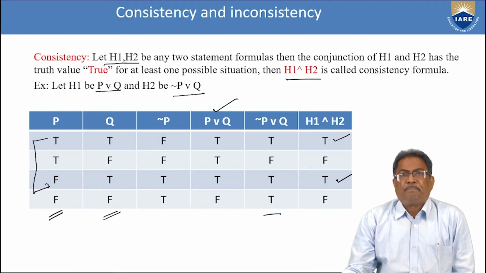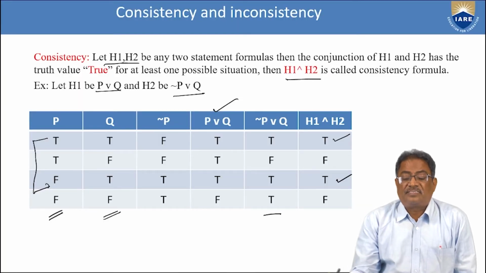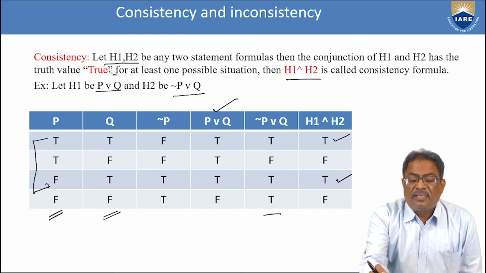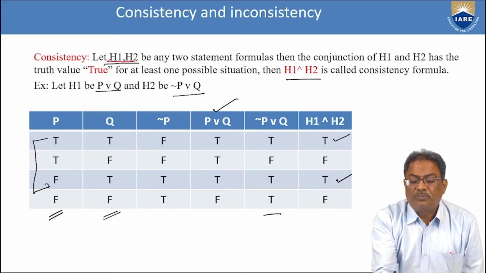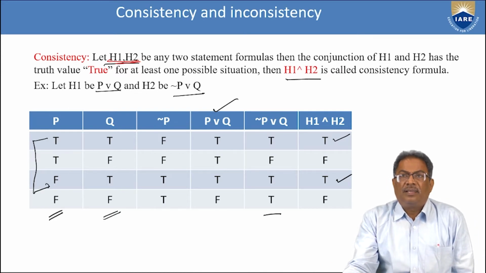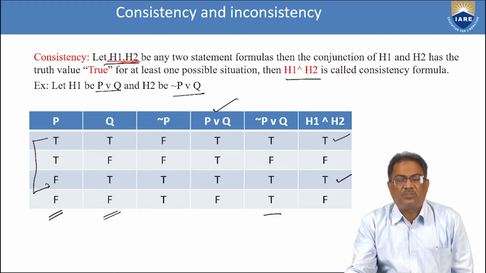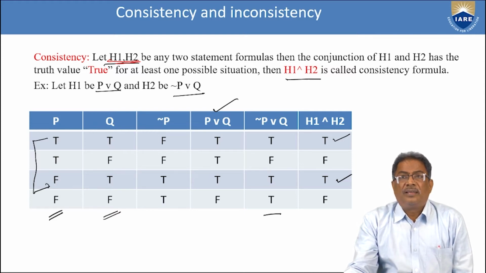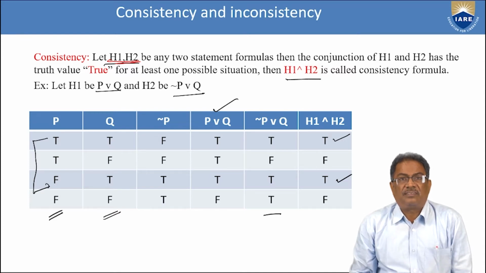Let us see what is meant by consistency. Here, if H1 and H2 are any two statement formulas, then the conjunction of H1 and H2 has the truth value true for at least one possible situation. Then H1 and H2 are called consistent.